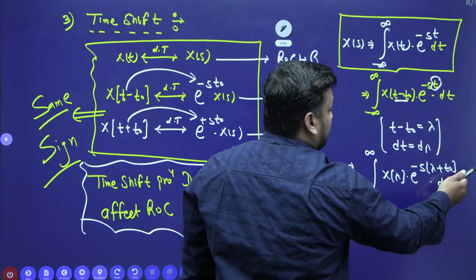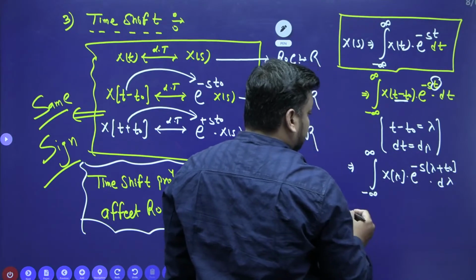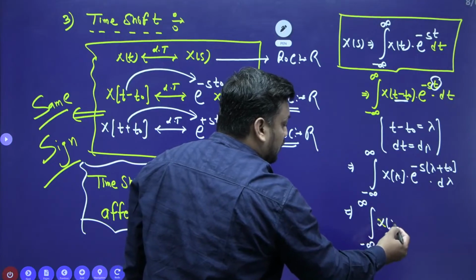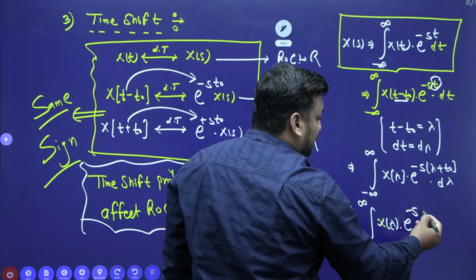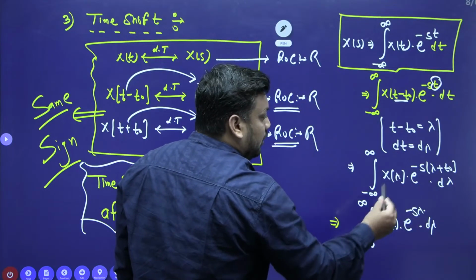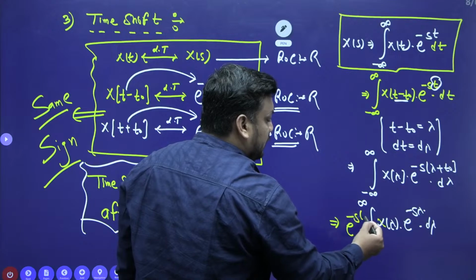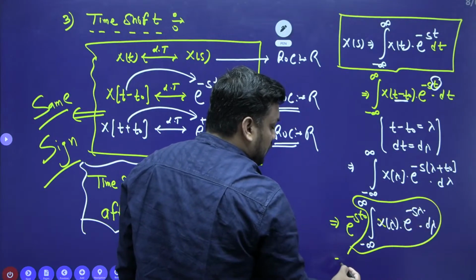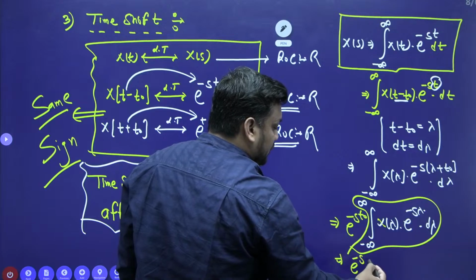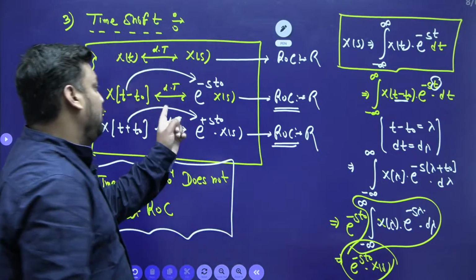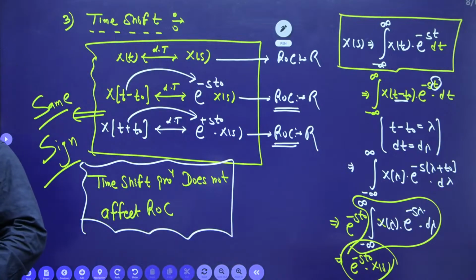So I am writing here dt is nothing but d lambda. So ultimately you can write the integral from minus infinity to infinity of x of lambda e to the power minus s lambda d lambda, and what is outside the bracket? e to the power minus s t naught. So don't you think it is nothing but the Laplace transform? So it is e to the power minus s t naught into x of s. So that is why we are having e to the power minus s t naught into x of s.